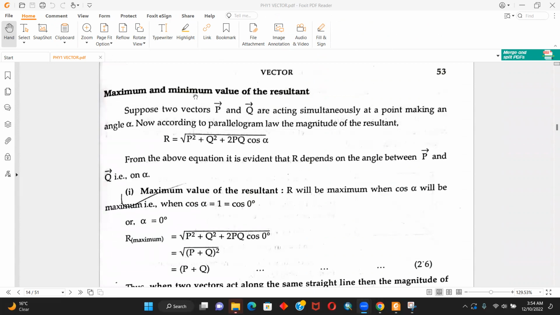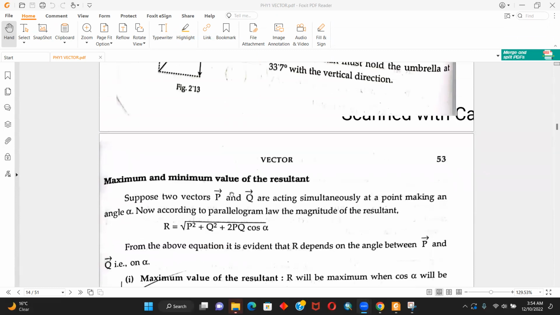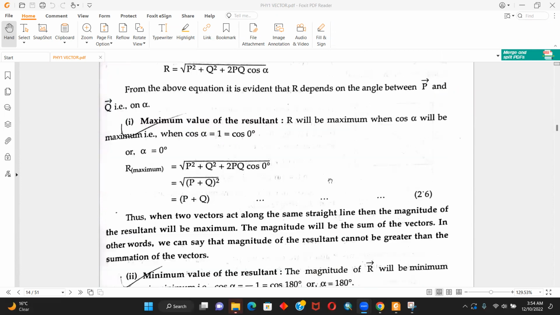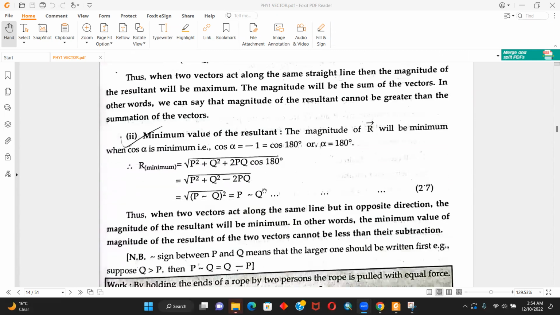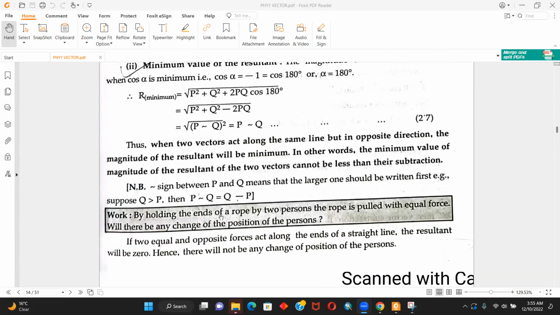Now, maximum and minimum value of the resultant. Obviously, you know what will be the maximum value of the resultant: if both the vectors work in the same direction with 0 degree, then you will get the maximum value of the resultant, which is P plus Q, right? And if they work in the opposite direction, you will get the minimum value of the resultant, which is P minus Q, right? Is that correct? All right.